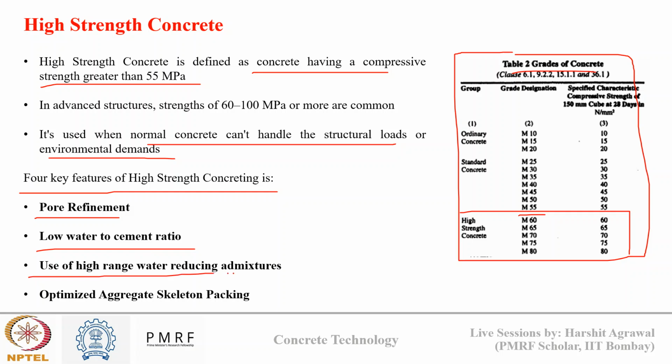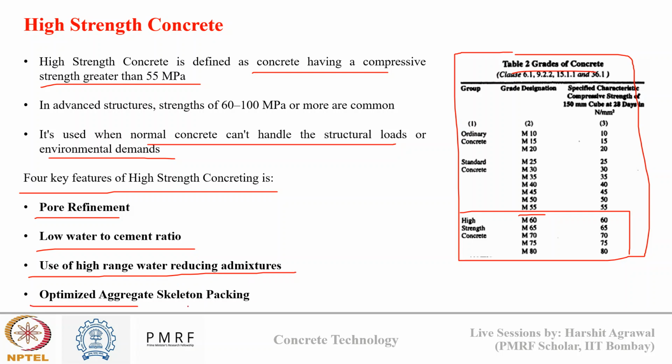Then use of high range water reducing admixtures. High range water reducers help us to decrease the water demand, and if we decrease the water demand, it will help us to increase the strength. And since we are using admixture, we are able to maintain a particular workability without using any additional water.